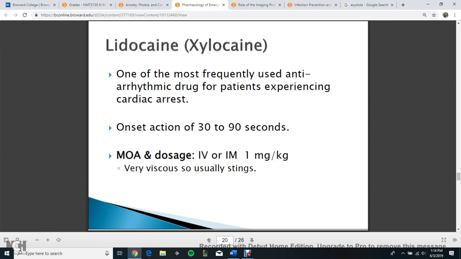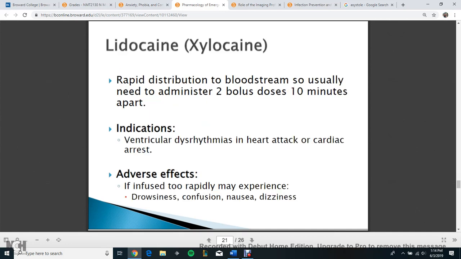Method of administration and dosage is IV or intramuscular, 1 milligram per kilogram. Very viscous, so usually stings. Rapid distribution to the bloodstream, usually need to administer 2 bolus doses 10 minutes apart. The indications: ventricular dysrhythmias and heart attack or cardiac arrest.